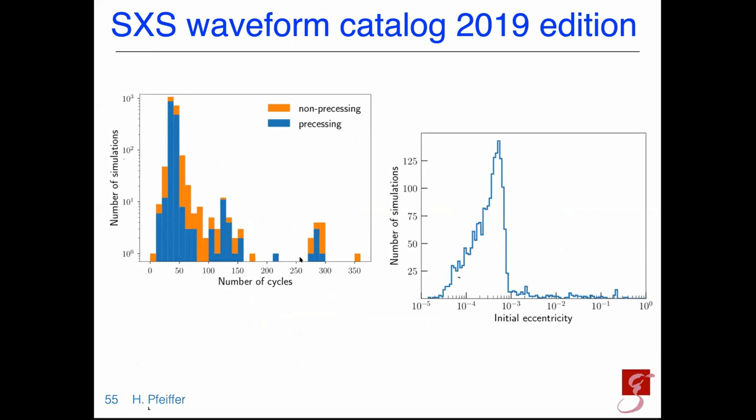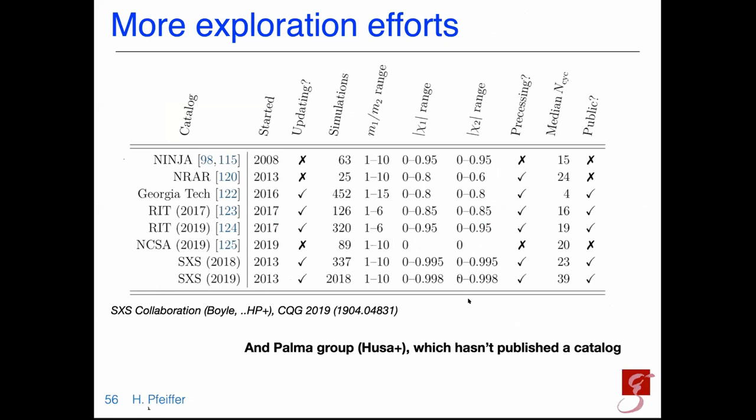This is the one mass ratio 7 simulation I already had on an earlier slide. So far, all of it is focused on very low eccentricities, the case that is most relevant to LIGO, but we are looking more and more into eccentric systems as well. And SPEC is not the only group doing this. There are, of course, also other groups around: Georgia Tech, Rochester, NCSA, where especially NCSA has now started to do eccentric simulations. So these simulations, all of these here, are eccentric.